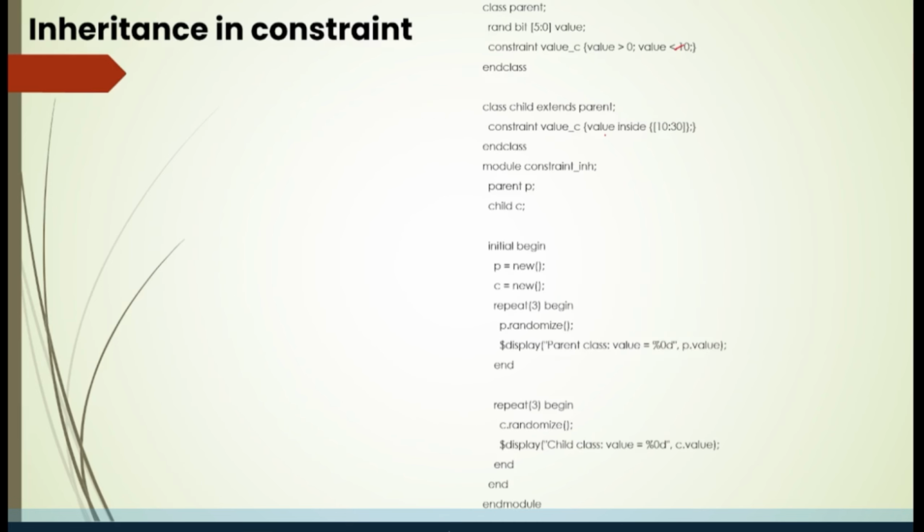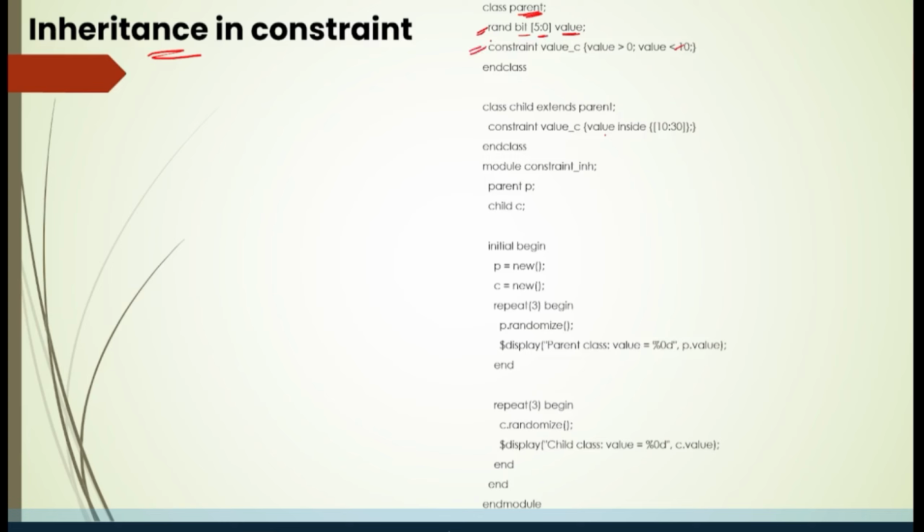And then the next one is inheritance within constraints. That means here, if you see the inheritance within the constraint, how you are going to use the constraint with inheritance. So this we are going to explain. If you see the code here, this is my parent class, where I'm using one bit, that is value, which is 5 down to 0.